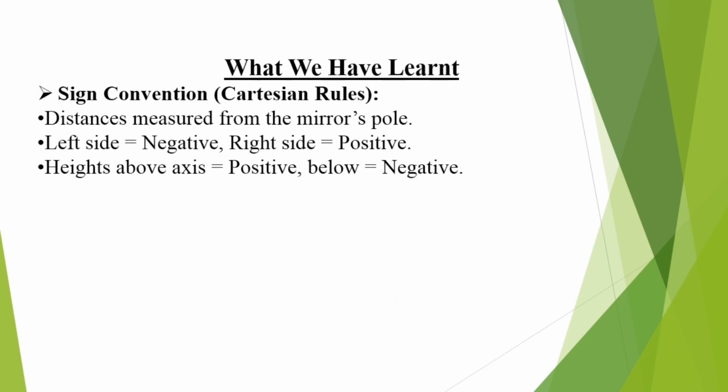So what have we learned? We learned the sign convention, that is the Cartesian rules: distances are measured from the mirror's pole. Left side is negative, right side is positive. Heights above the axis are positive, below are negative.